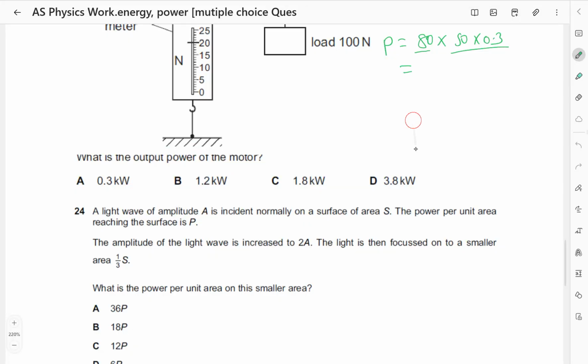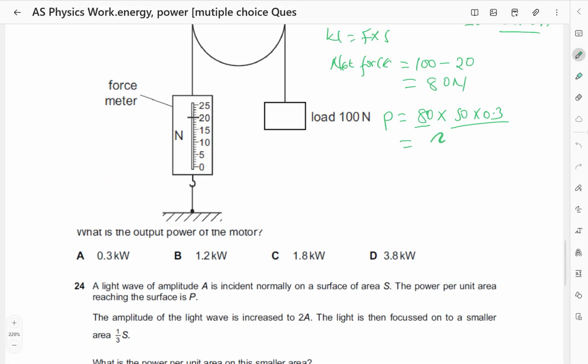Okay, so I said this is going to be 1,200. So this is 1,200 watts. Sorry for that. So this is going to be 1.2 kilowatts, which means our answer is going to be B.